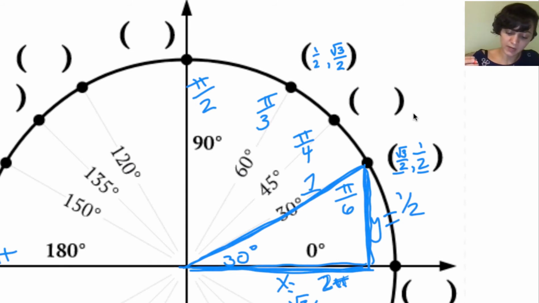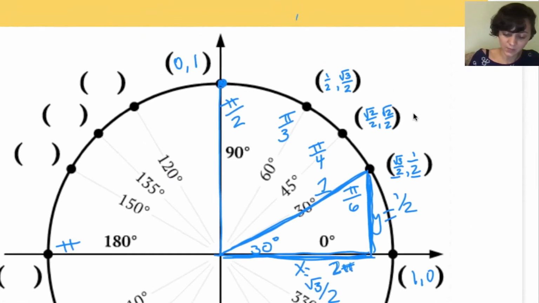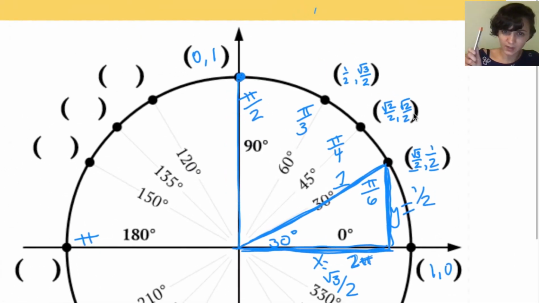And then for any 45 degree angle, or pi over 4, anything that's pi over 4, will be square root of 2 over 2 and square root of 2 over 2. The coordinate right here, the x coordinate goes all the way out to 1, and the y coordinate is 0. And then the coordinate right here, the x coordinate is 0 because x didn't move, and the y came all the way up here to 1. Okay, so there's my first quadrant, and hopefully that's kind of bringing back some memories for you.